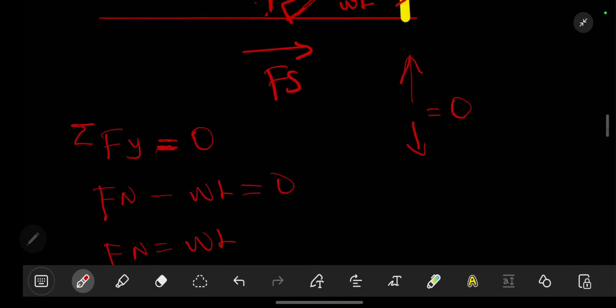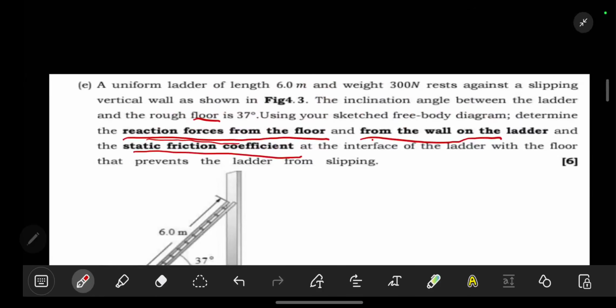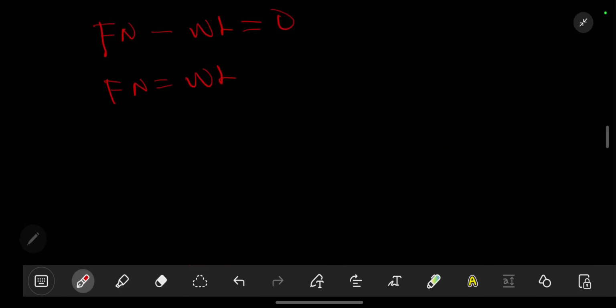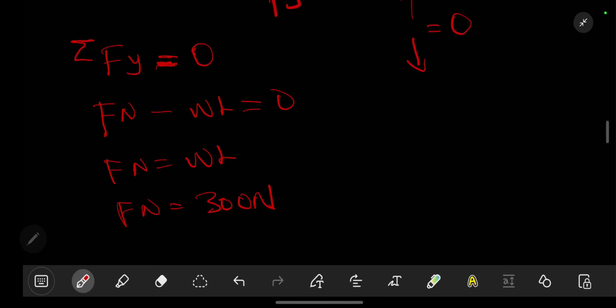Then the other thing that we are going to have is, do we have the weight of the ladder? We are told that it's 600 newtons. So we are going to say the normal force should be equal to 300 newtons like that. So with that said, that is the value of the normal force. Then we are going to go to our summation of forces in the x, which should also be equal to 0.